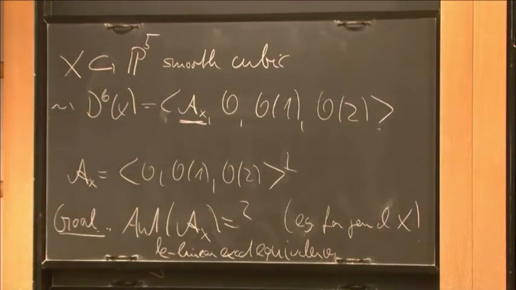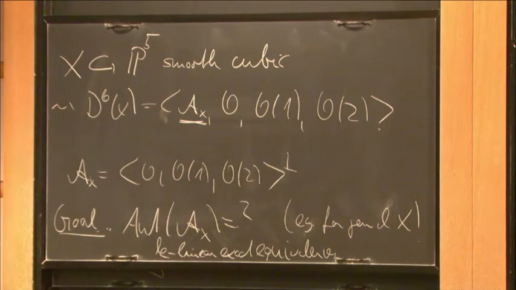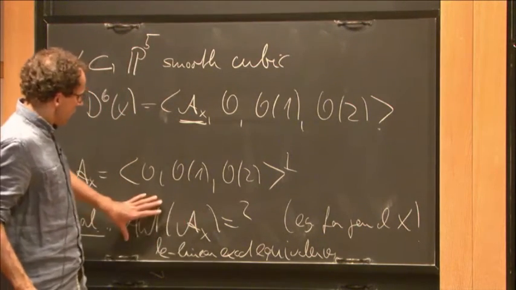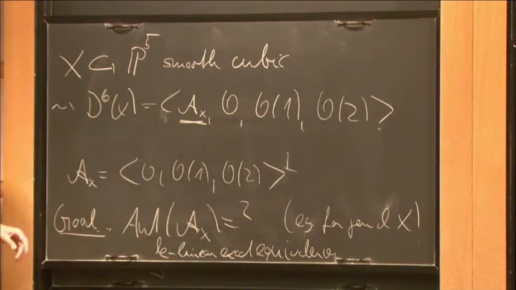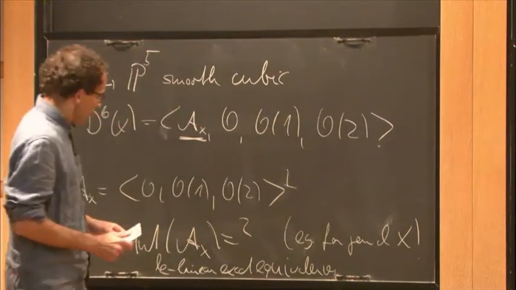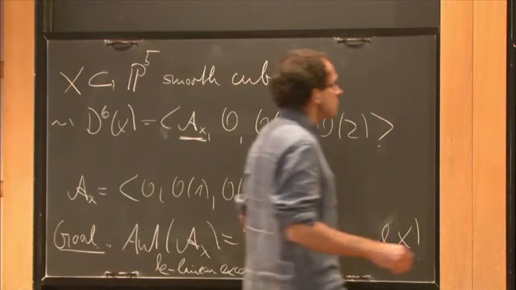I have nothing to say about rationality, but since at least we all believe that the generic cubic shouldn't be rational, it might be interesting to study this category and its group of autoequivalences for very general cubics. As I say, I have no idea whether this gives us any information about rationality or not. Okay, so the main technical tool is Hodge theory.